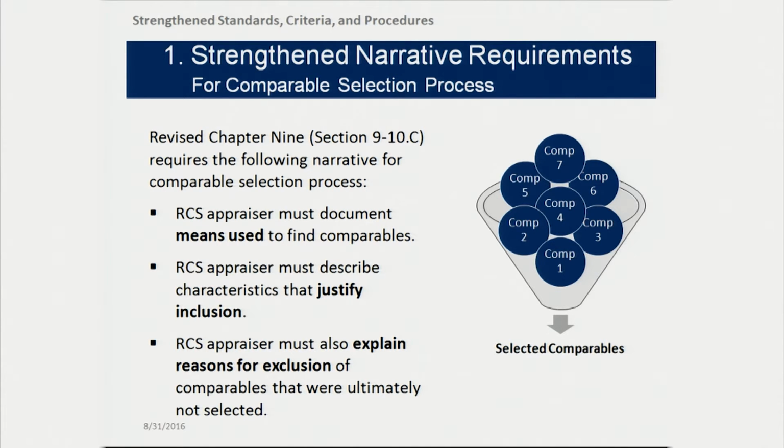In the revised chapter, guidance was added under Section 9.10C for the RCS appraiser to include a narrative describing the process used for identifying the comparable properties. The additional narrative should assist the RCS reviewers in gaining an understanding of the search process that the RCS appraiser engaged in when selecting a set of comparables. The RCS appraiser must document the means used to find the comparables and must also explain and justify the rationale and reasons for selecting some comparables while excluding others.